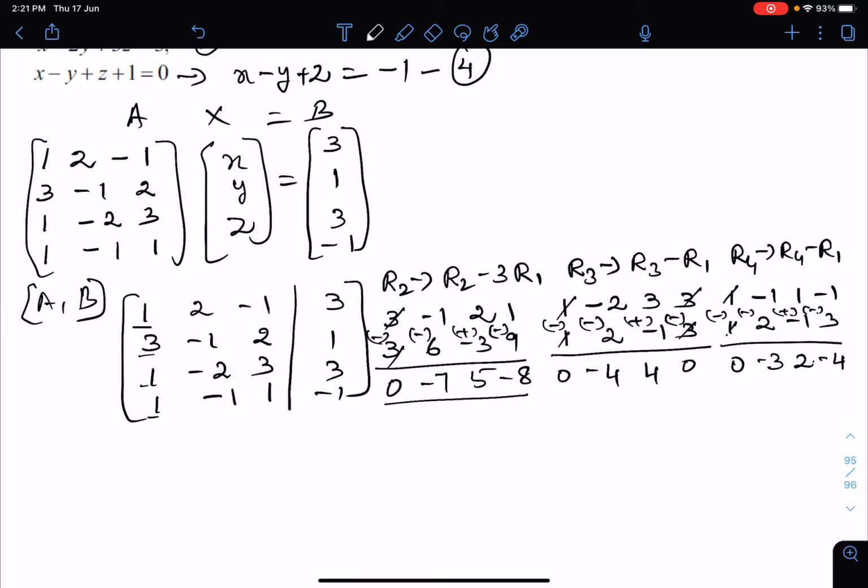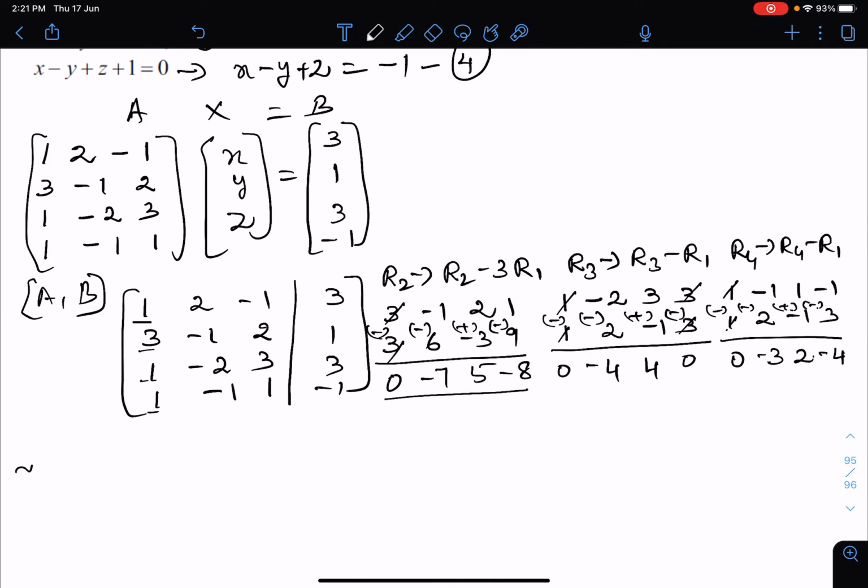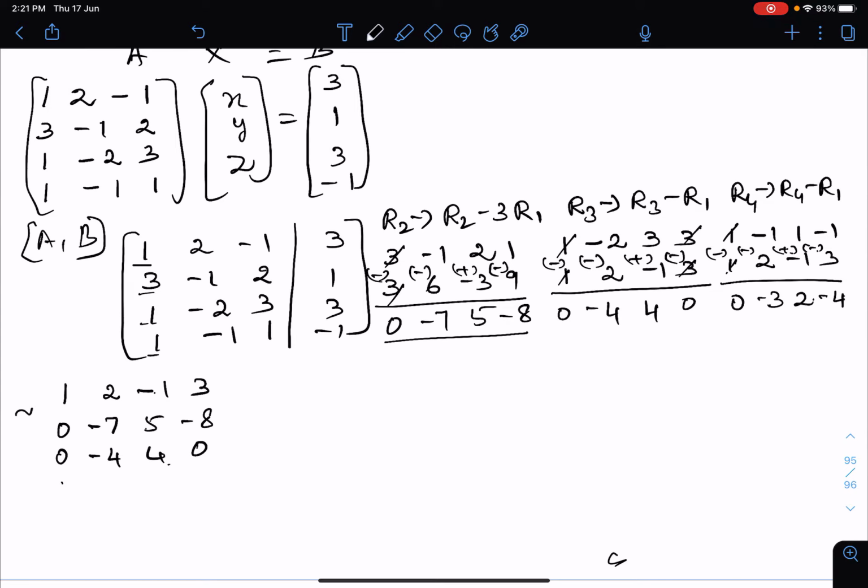Now you can write your equivalent matrix. First row remains the same: 1, 2, minus 1 and 3. Our second row is 0, minus 7, 5 and minus 8. And our third row is, what about our third row? You are just subtracting, isn't it? 0, minus 4, 4 and 0. And our last row is 0, minus 3, 2 and minus 4. Drop the line in between. This is the augmented matrix.